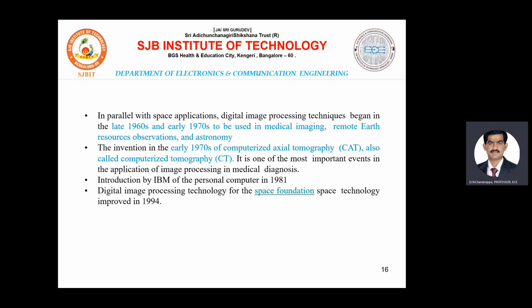Next, we will look into some of the applications of digital image processing. Today's session winds up this literature survey, and from the next class onwards we concentrate on the applications and components of image processing.